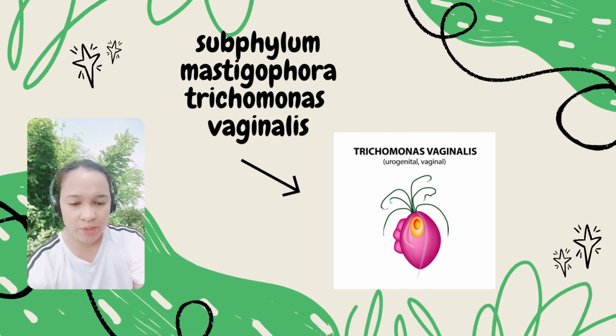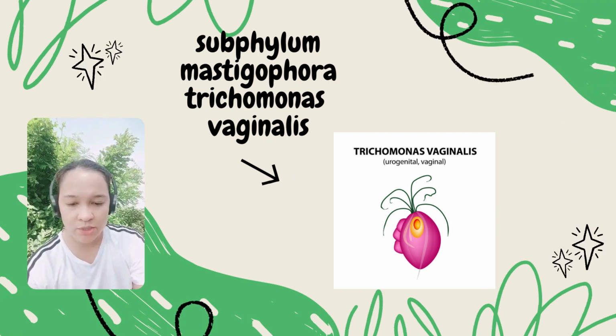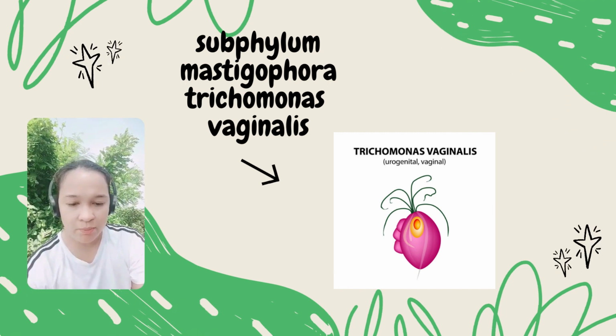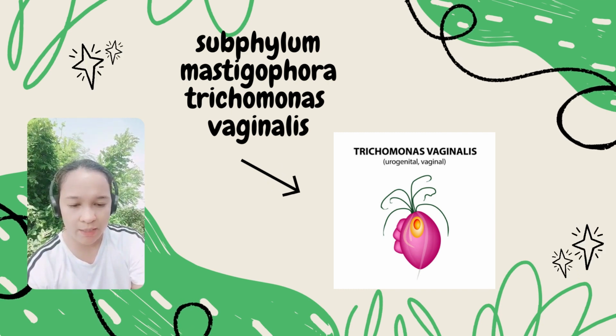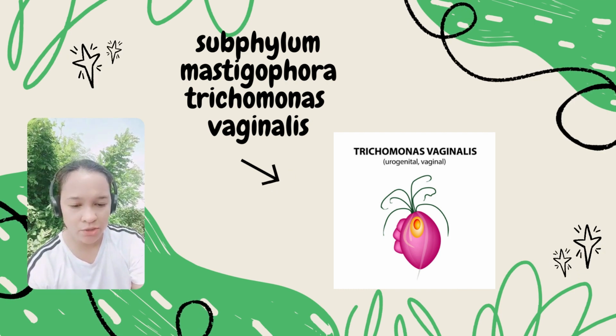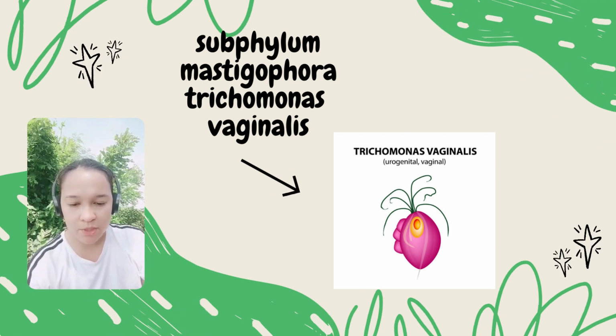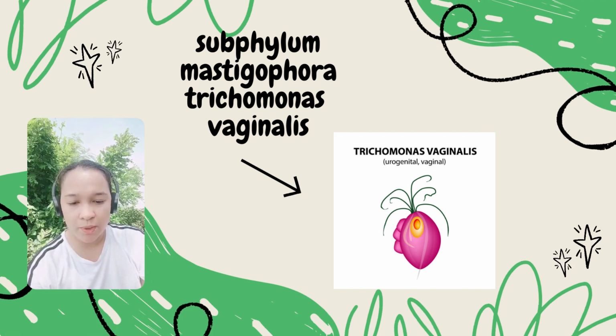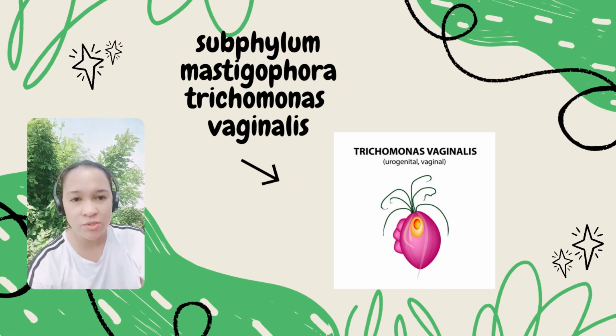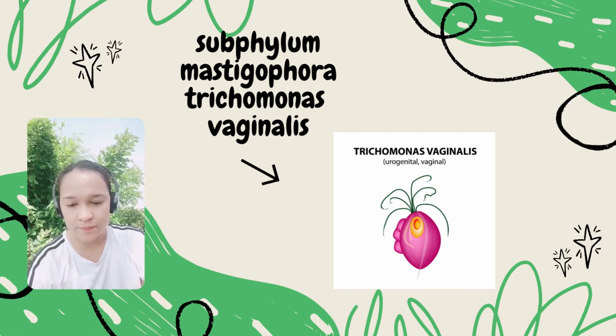may present with scant, watery vaginal discharge. The discharge may be foul-smelling and greenish-yellow in color. This may be accompanied by itching and a burning sensation in the vagina. The cervix appears very red with small punctate hemorrhages, giving rise to a strawberry cervix.